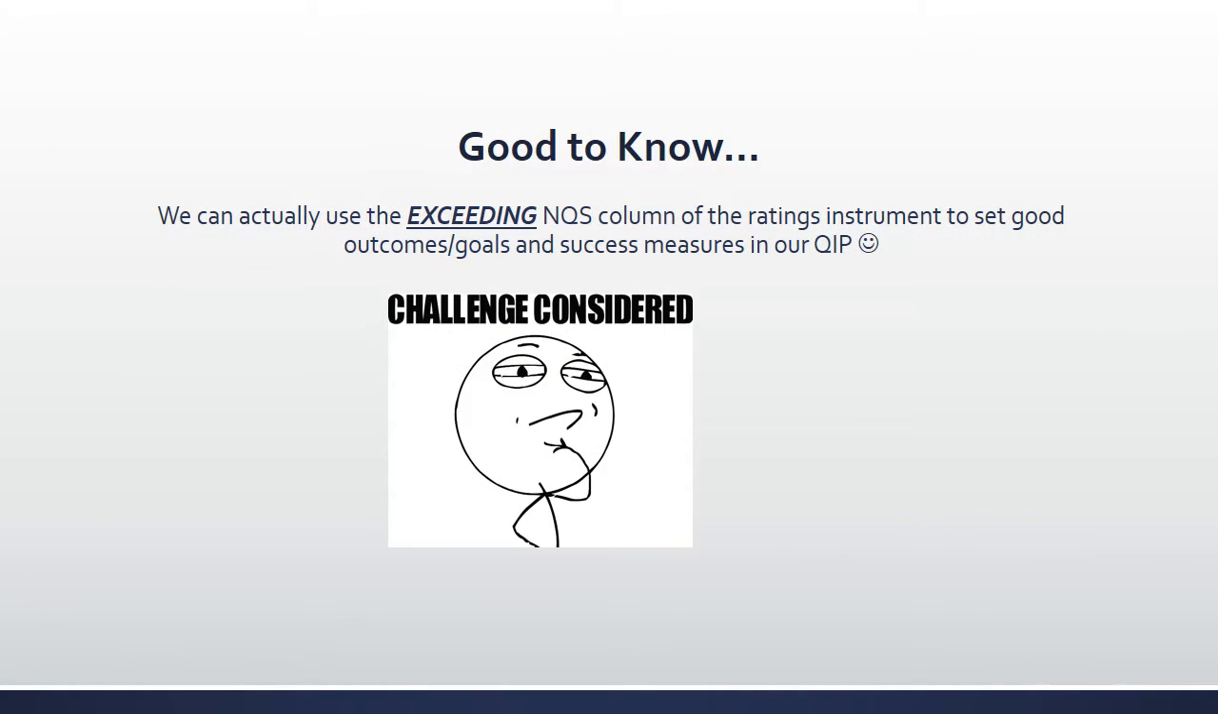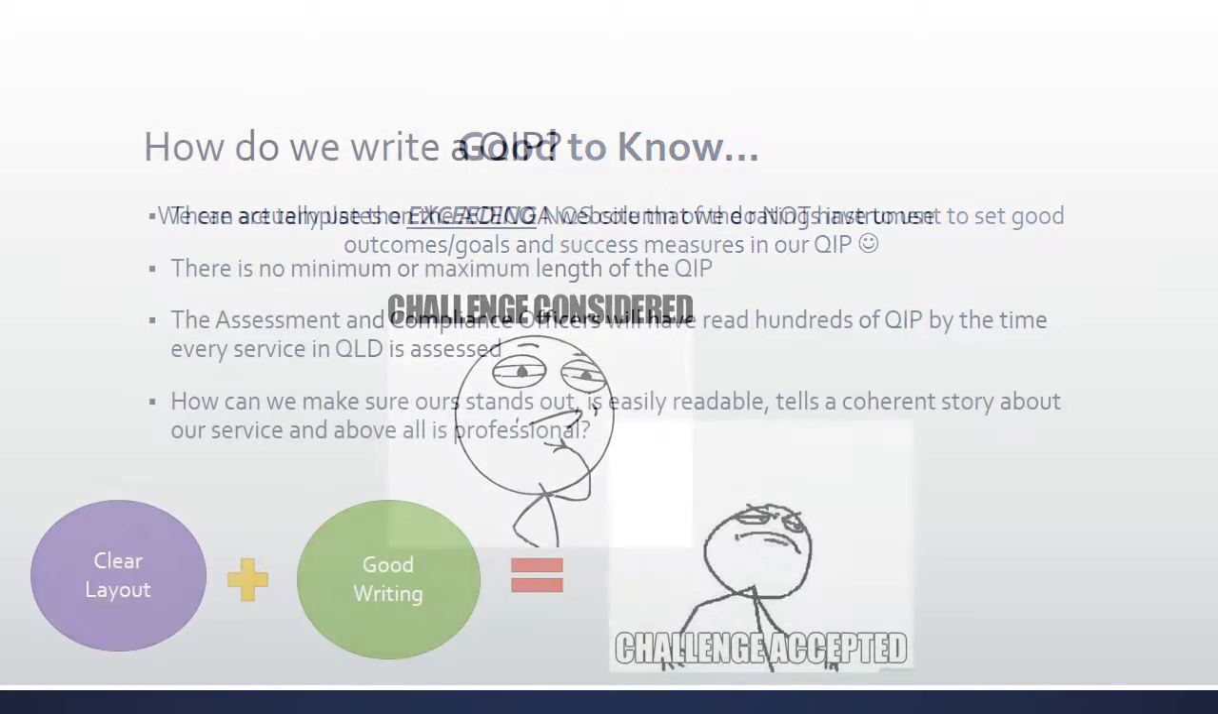Good to know that we can actually use the exceeding column of the National Quality Standards, the ratings instrument, to set good outcomes and goals and success measures in our QIP. And this is where I've done challenge considered, because really this will make our quality improvement plan writing so easy when we just go down that column.